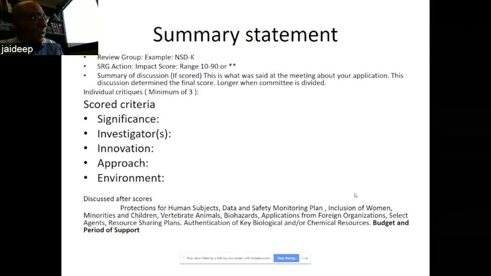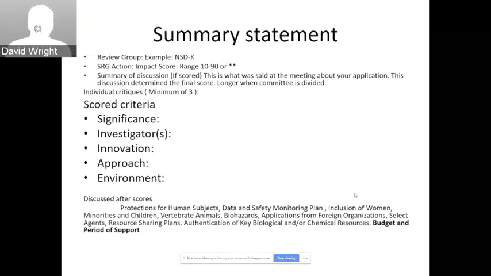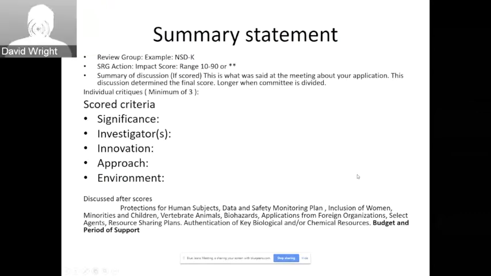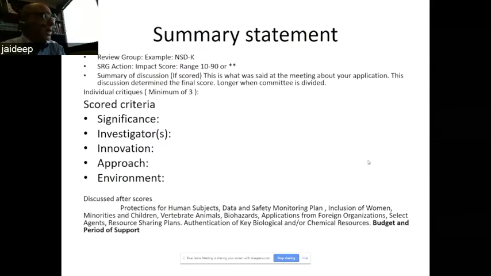After the scores are given, they discuss all the other things like human subjects, all the regulatory concerns, budget, and period of support. Even though budget is discussed after scores, always remember that reviewers have budget in mind when they score a grant. When a grant is asking for $20 million, they would be very tough than when it is asking for $2,000 or $200,000. That's psychology. Even though we are repeatedly told that the budget will be discussed after period of support, people have read the budget when they're scoring a grant.